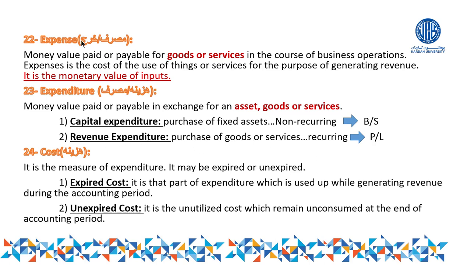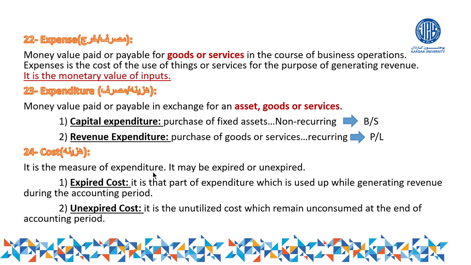So expenditure means the payment for purchase of land and building and so on, and as well as for day-to-day expenses of the business. This can be called as expense. Next one is cost.